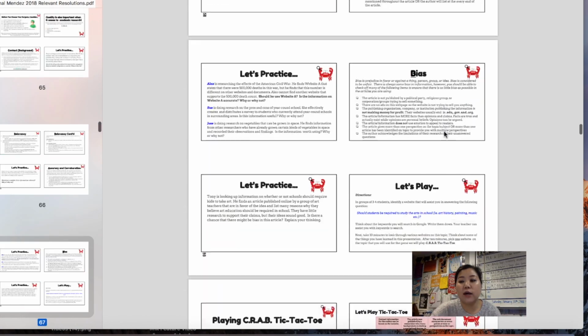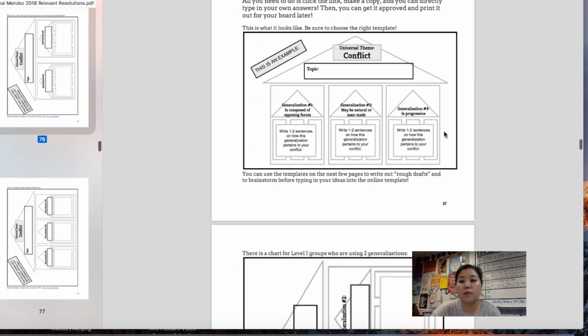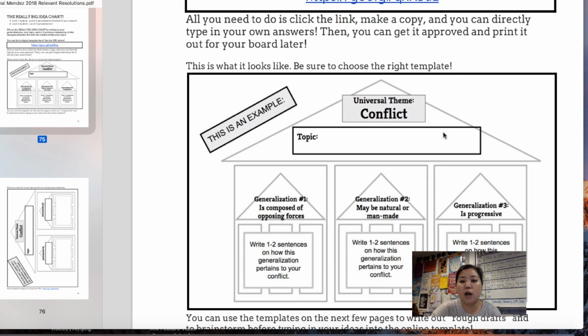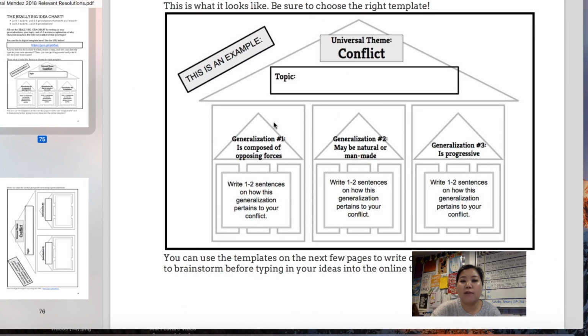So let's go back to where I was just talking about the really big idea chart. This is the really big idea chart right here. You have your topic here, okay? And then you have your 3 generalizations that you've chosen, or 2 or 5, and you write 1 to 2 sentences on how this generalization pertains to your conflict. Okay, so let's say you chose global warming and you're doing is composed of opposing forces. You have to explain in one or two sentences how that is related to that generalization.